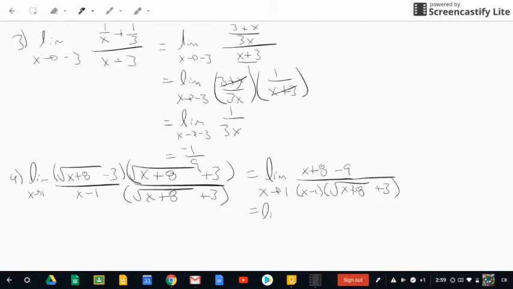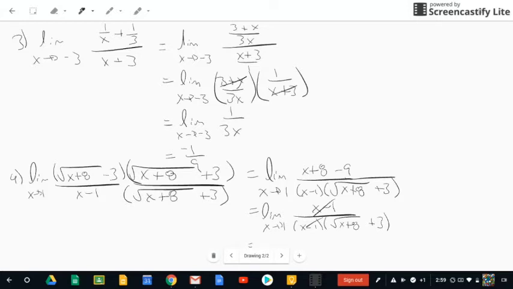Now, we're going to take the limit as x approaches 1. X plus 8 minus 9 is the same as x minus 1. And then in the denominator, look at that. We got that factor of x minus 1 there. And we got the square root of x plus 8, plus 3. Now, notice the x minus 1s are going to cancel as long as x does not equal 1.